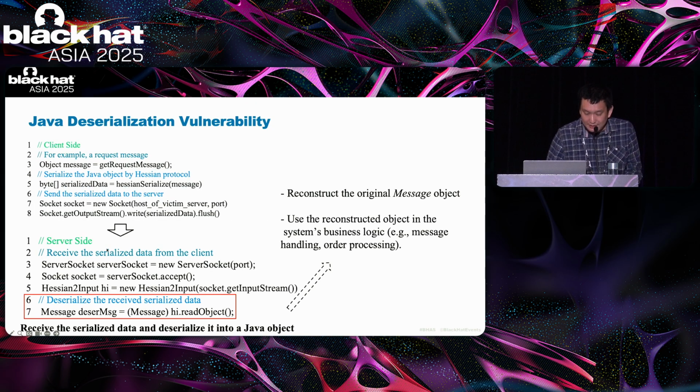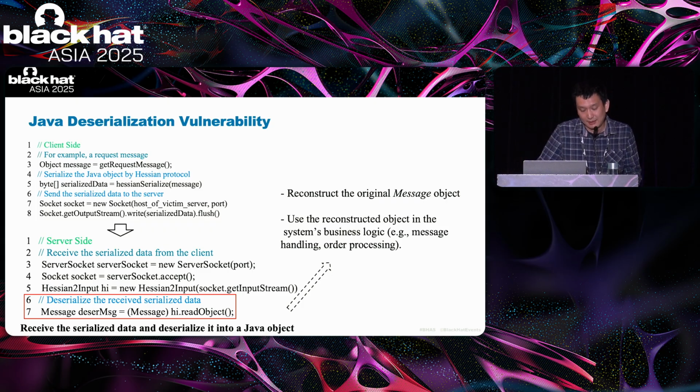And then after that, we come to the server side. What it does is read from the socket. So this is line 3, and line 4 is the socket, and in line 5 you get this Hessian input, and then we use this very important function called readObject. It basically reads the serialized data and deserializes it into an object. Then those constructed objects can be used in other business logic, for example message handling and order processing.